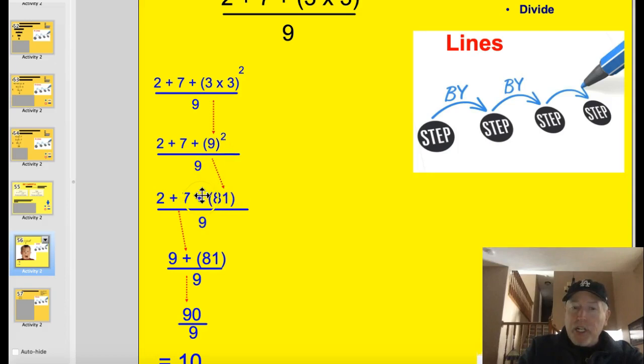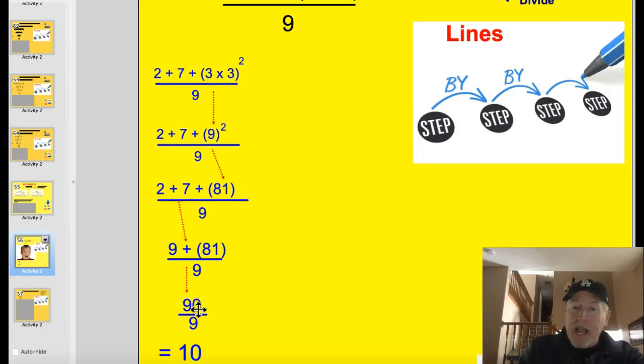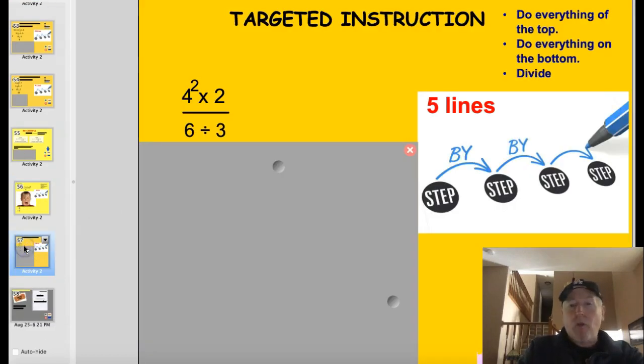Now I got addition and I got addition. We're still up on the top. Well, 2 plus 7 is 9. 9 plus 81 is 90. Now, do I have anything to do on the bottom? No. So I go to the next step. I divide. 90 divided by 9 is 10. Let's have you try one. Go ahead. Give it a shot.